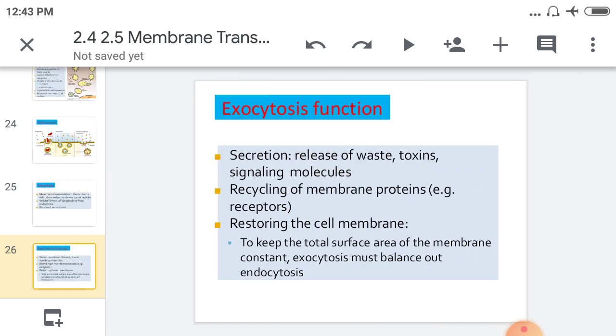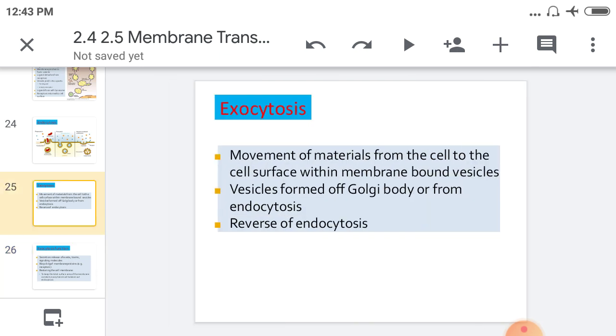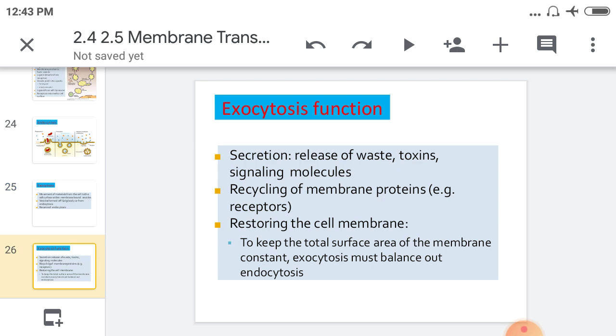Here is the exocytosis function. Firstly we're talking about exocytosis. It means movement of material from the cell to the cell surface within a membrane bound vesicle, and the function of exocytosis is secretion. It means release of waste, toxins, and signaling molecules, then renewing the cell membrane, and recycling the membrane proteins.